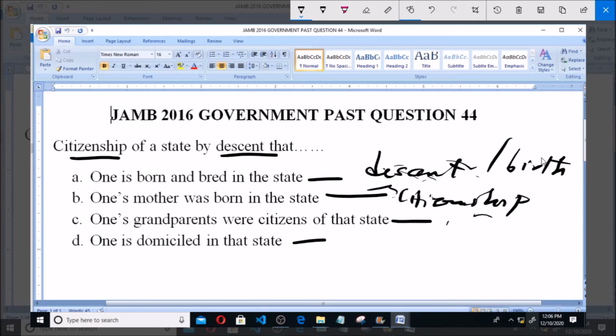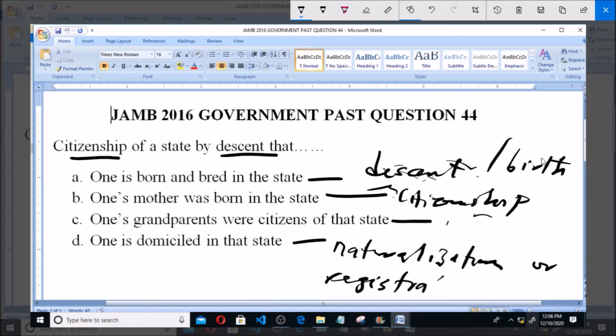So domicile means maybe by naturalization or registration. So option A is correct.